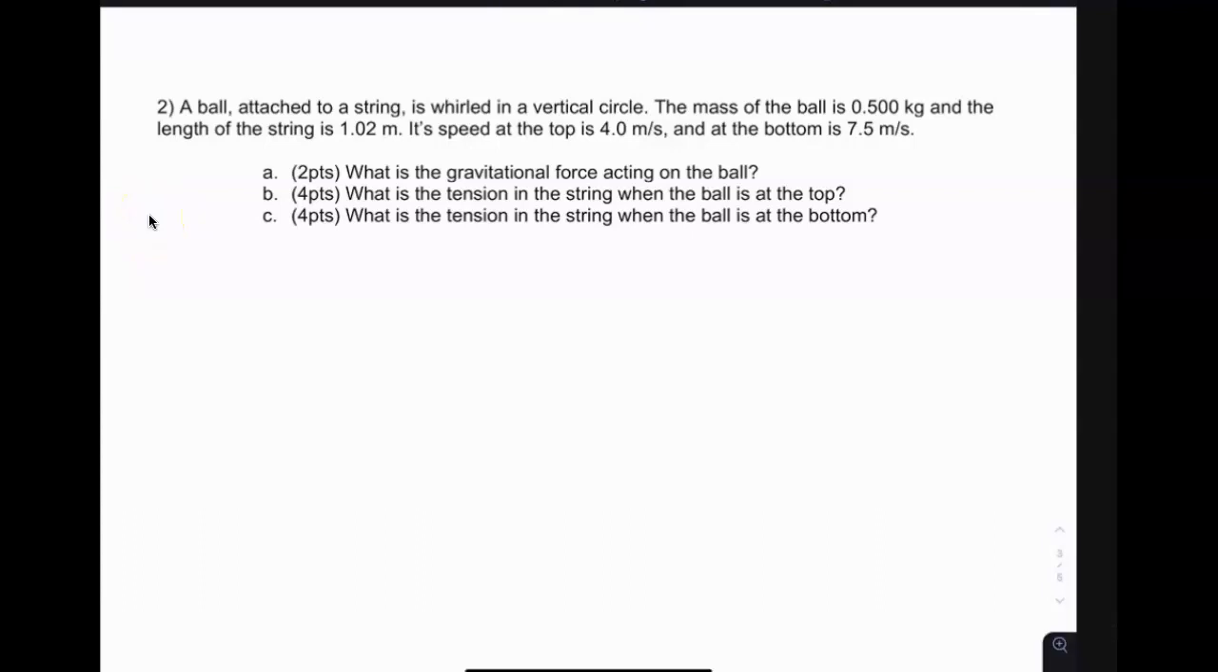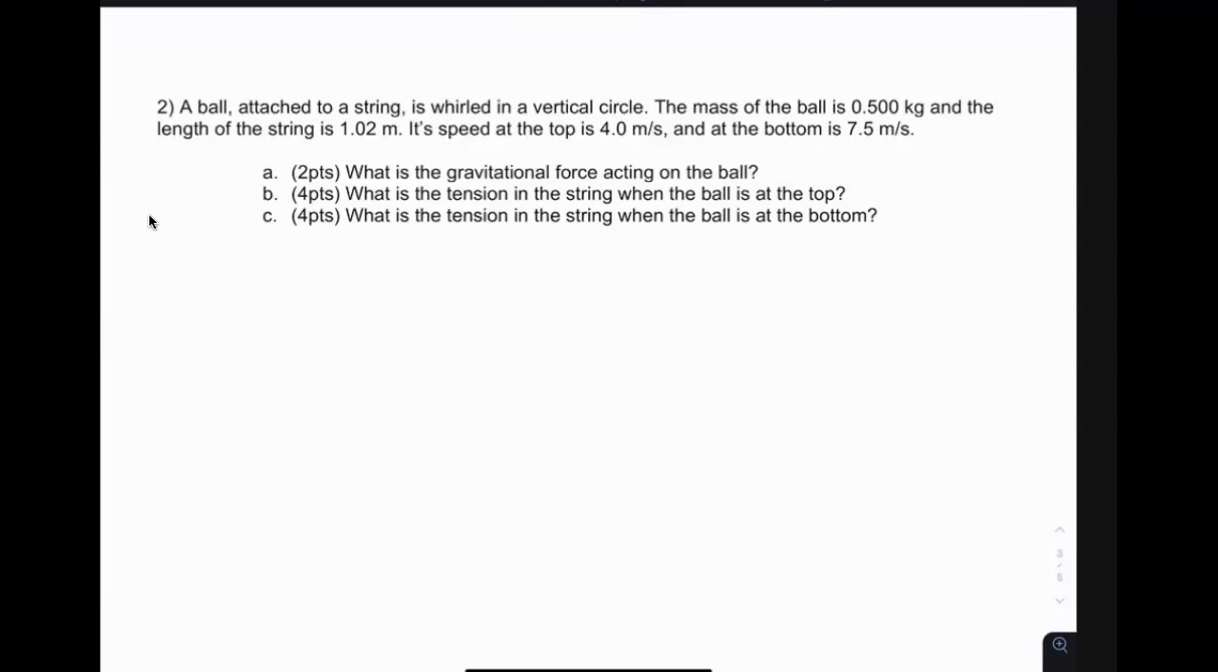This is question 2 in exam 3. A ball attached to a string is swirled in a vertical circle. The mass of the ball is 0.500 kilograms and the length of the string is 1.02 meters. Its speed at the top is 4.0 meters per second and at the bottom is 7.5 meters per second. Part A of the question asks, what is the gravitational force acting on the ball?